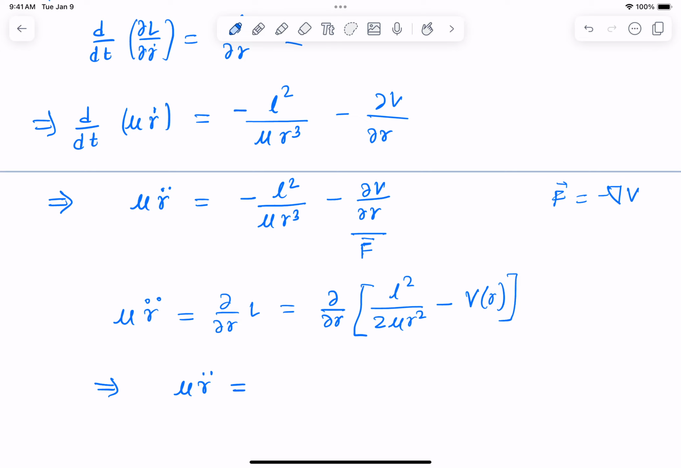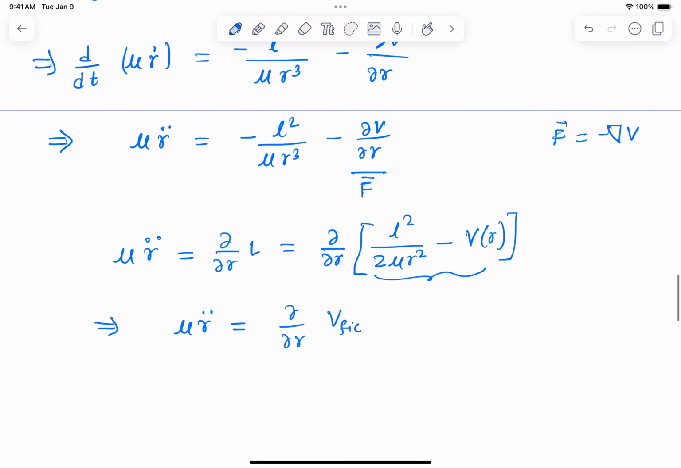Okay, so this part is the gradient, del by del r, of some quantity, which is called the V fictitious. This is called the fictitious potential. The actual potential that is being applied is V of r, but this V of r gets modified by something which is L squared by 2 mu r square, and the combination L square by 2 mu r square minus V of r is called the fictitious potential.